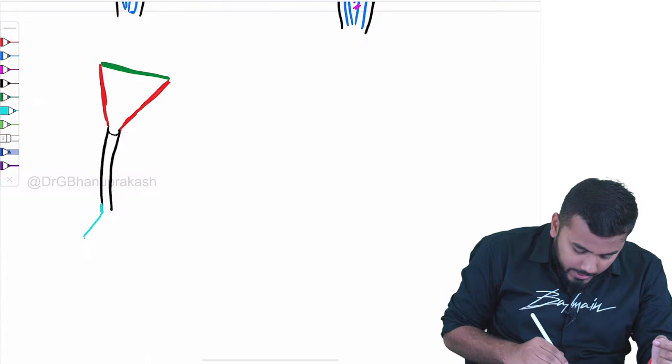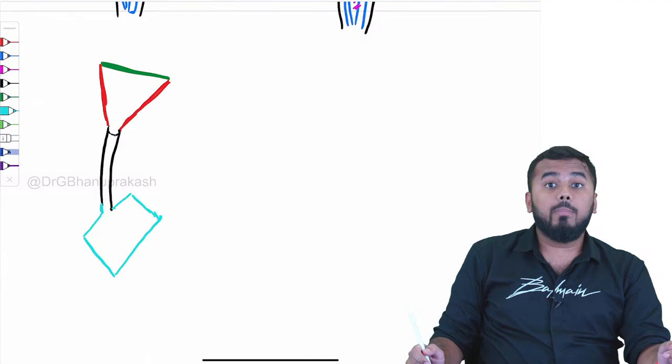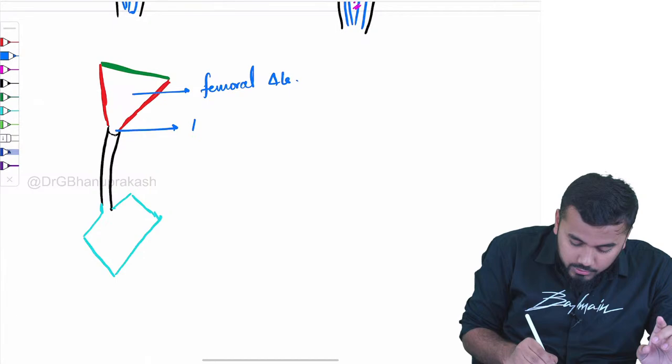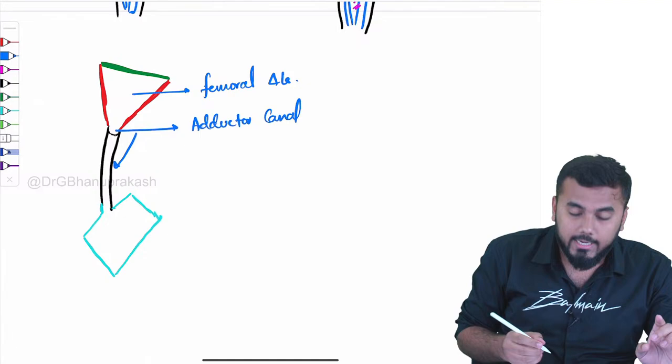Right? Into this popliteal fossa. Understood this? So, this was your femoral triangle. Femoral triangle. And this is called as your adductor canal. This entire thing is called as your adductor canal. And this opening over here, this is called adductor hiatus.